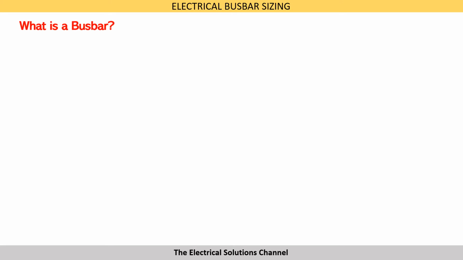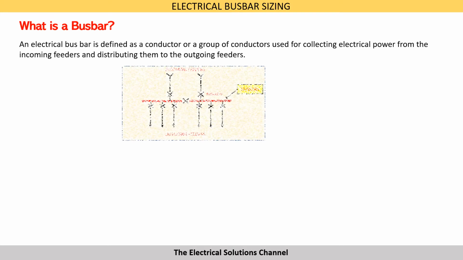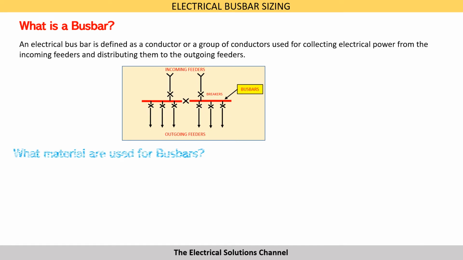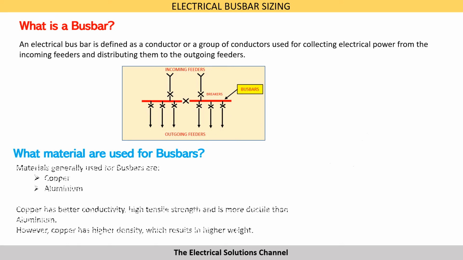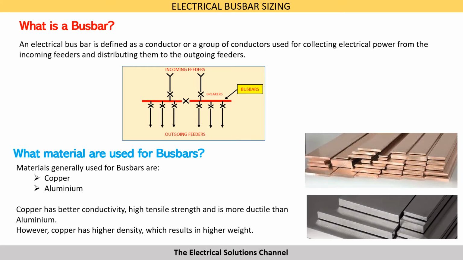An electrical busbar is defined as a conductor or a group of conductors used for collecting electrical power from the incoming feeders and distributing them to the outgoing feeders. Materials generally used for busbars are copper and aluminium. Copper has better conductivity, high tensile strength, and is more ductile than aluminium. However, copper has higher density, which results in higher weight.